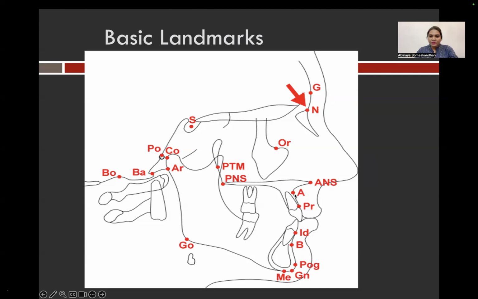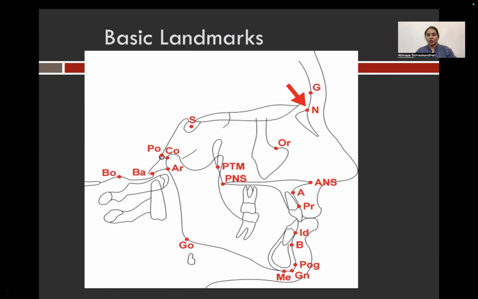Next is point A, represented by the letter A. This is the most superior midline point in the concavity between the ANS and the inferior point on the alveolar bone overlying the maxillary incisors. Similarly, the one overlying the mandibular incisors in the concavity near the chin is called point B, which is represented by the letter B.